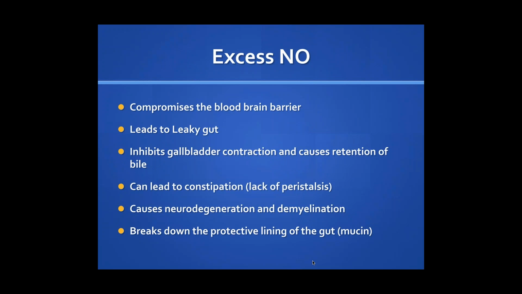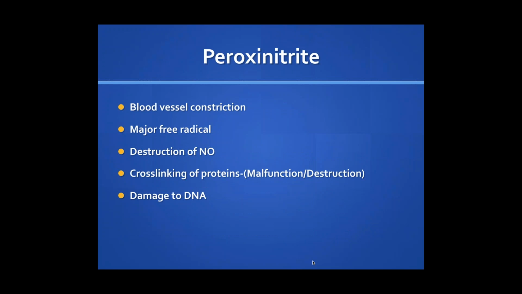If you've got some patients who are just unresponsive in the constipation department, it can be from this peroxynitrite molecule being created. It also causes neurodegeneration and demyelination and breaks down the protective lining of the gut, or the mucin. Causes blood vessel constriction. It's a major free radical and it destroys nitric oxide itself, cross-links the proteins, and causes damage to DNA.